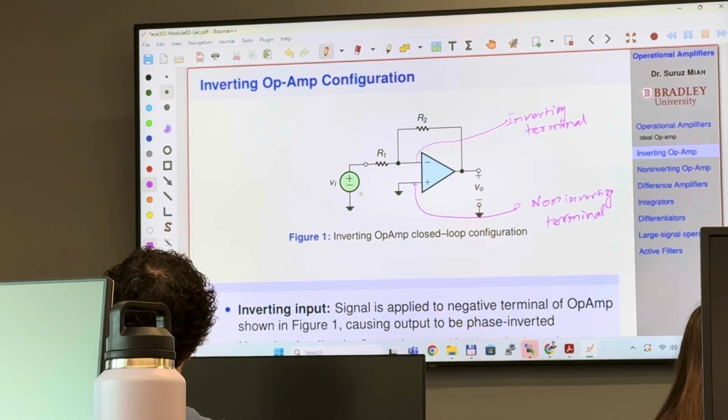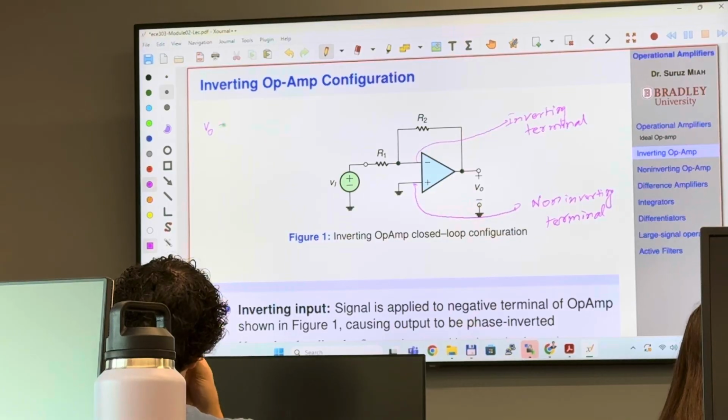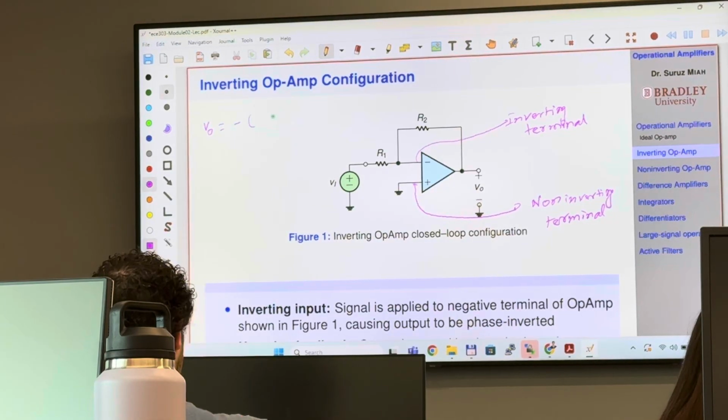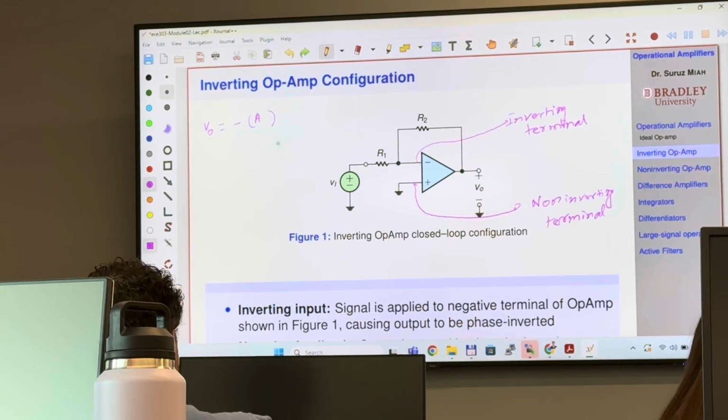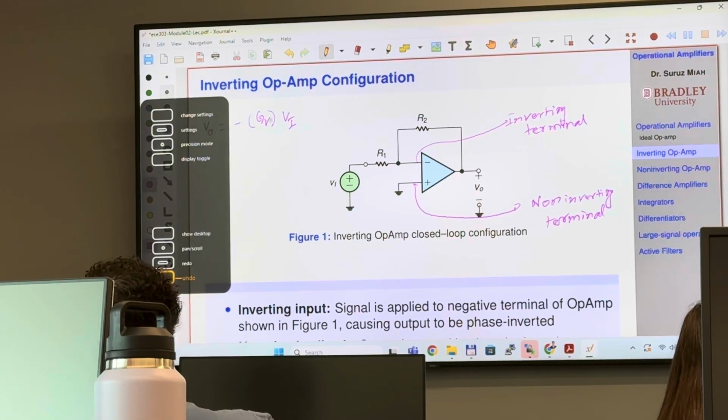When input is applied to the inverting terminal, the output you get is the opposite of the input, opposite sign. That is the reason it is called an inverting operational amplifier, which means that the output is going to be negative of some gain. It's called voltage gain. Overall gain, GV, voltage gain times the input. So you have some gain.